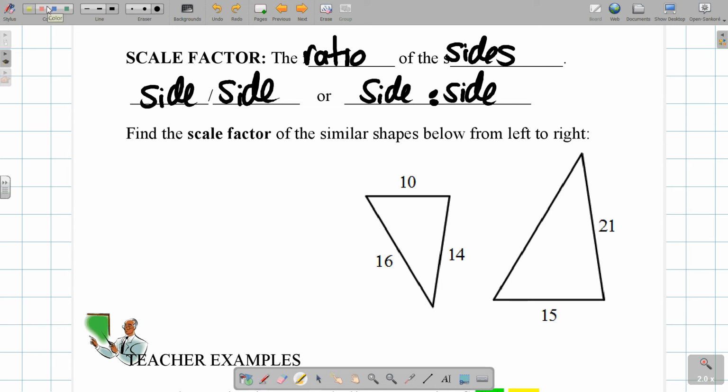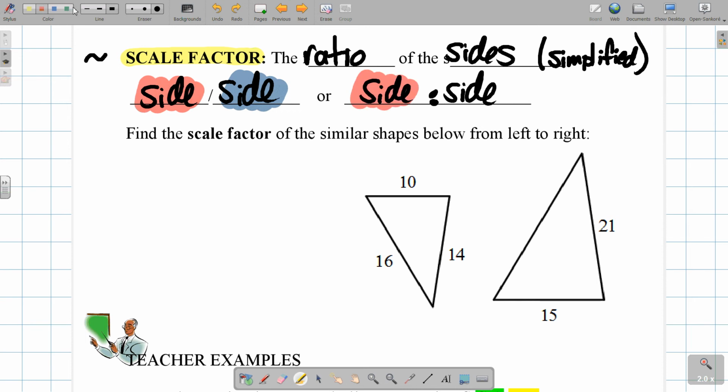Last new vocabulary, then we're going to do some really easy math here. The concept of scale factor only applies when shapes are similar. So put a little similarity sign in front of that. Scale factor is the ratio of the sides simplified. In other words, it's one side compared to the other side of a similar shape.